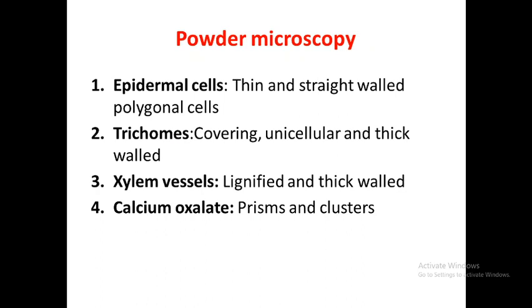Just see the powder microscopy of Azadirachta. So the powder of Azadirachta shows the epidermal cells, which are again thin and straight wall polygonal cells. The covering trichomes, which is unicellular and thick wall. Then powder of Azadirachta also shows the xylem vessel, which are lignified and thick wall. The calcium oxalate crystals in the Azadirachta powder, that shows the prism and cluster type calcium oxalate crystals.